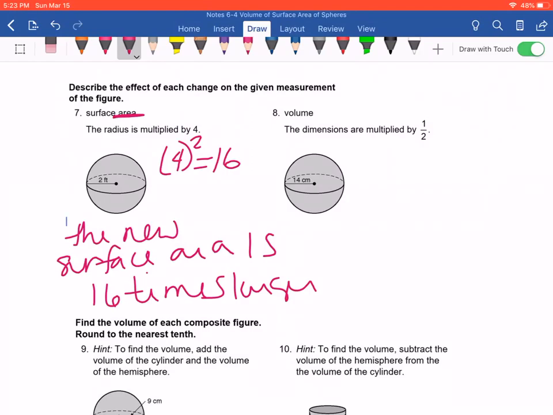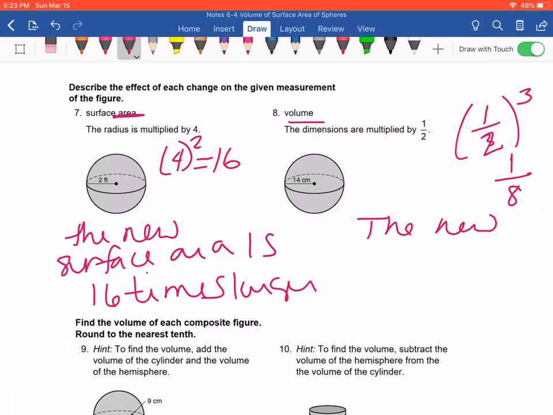Looking at number 8, we want to be mindful, right? We are now talking about volume. So when talking about volume, if we multiply these dimensions by 1/2, really what we're doing is cubing them. Okay, let's not forget our basic fundamental algebraic properties. This gives us 1 cubed over 2 cubed, which is really 1/8. So really, when I go to look at this, the effective change on the given measurement is that the new volume is 1/8 as large as the former.